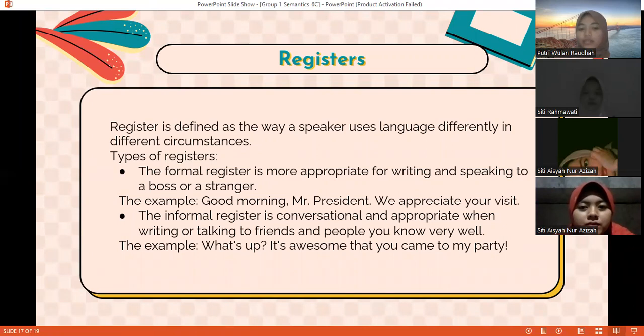And another example for the informal register is, thank you for coming, dude. Nah, biasanya kalau misalnya kita ke teman, ke adik mungkin atau ke kakak, pokoknya untuk orang-orang yang dekat dengan kita. So in conclusion, register is the way to communicate depending on some factors such as social location, audience, and so on.